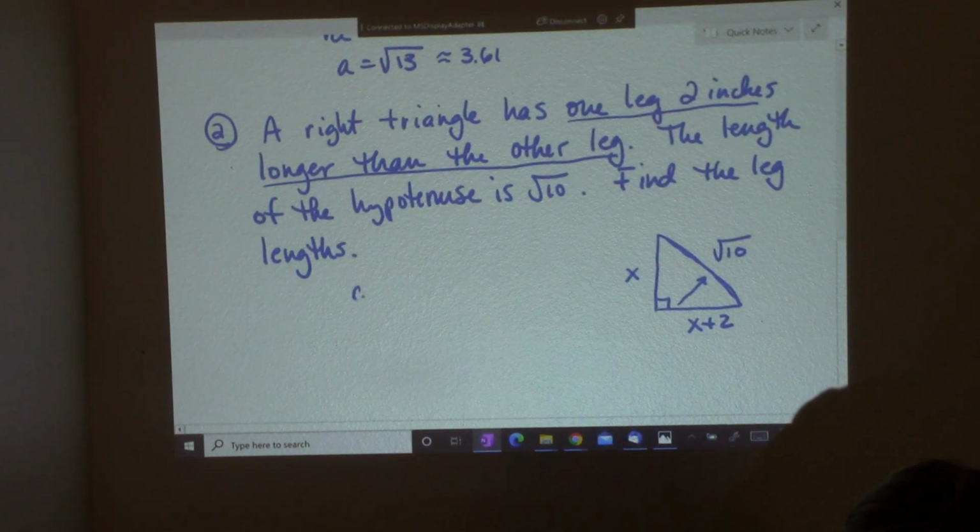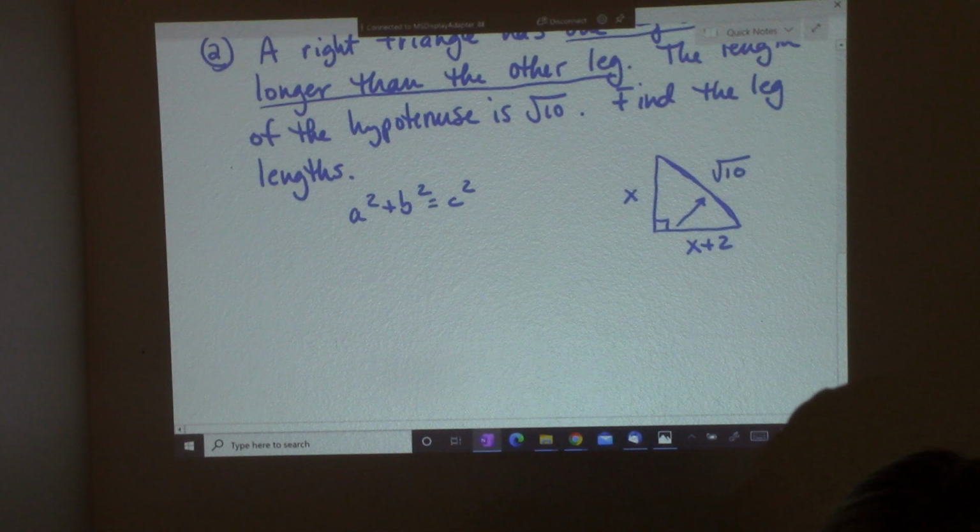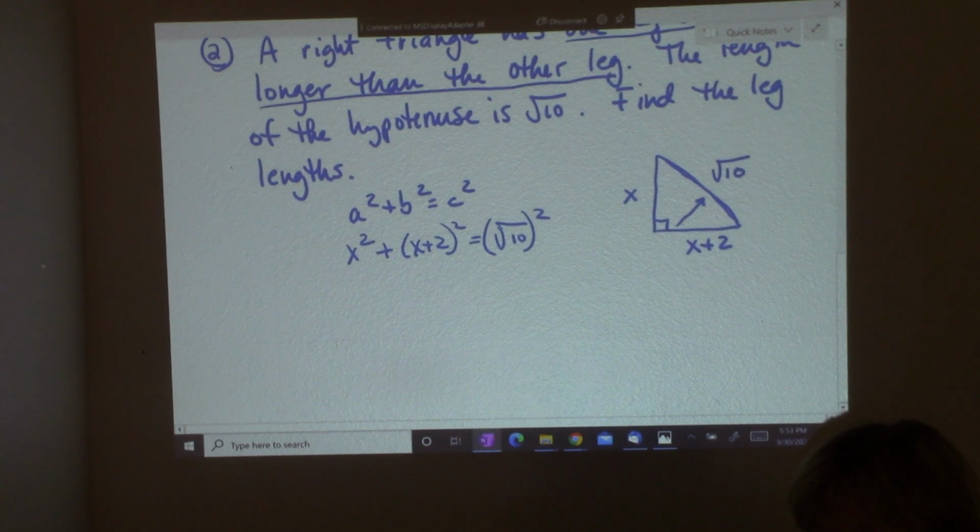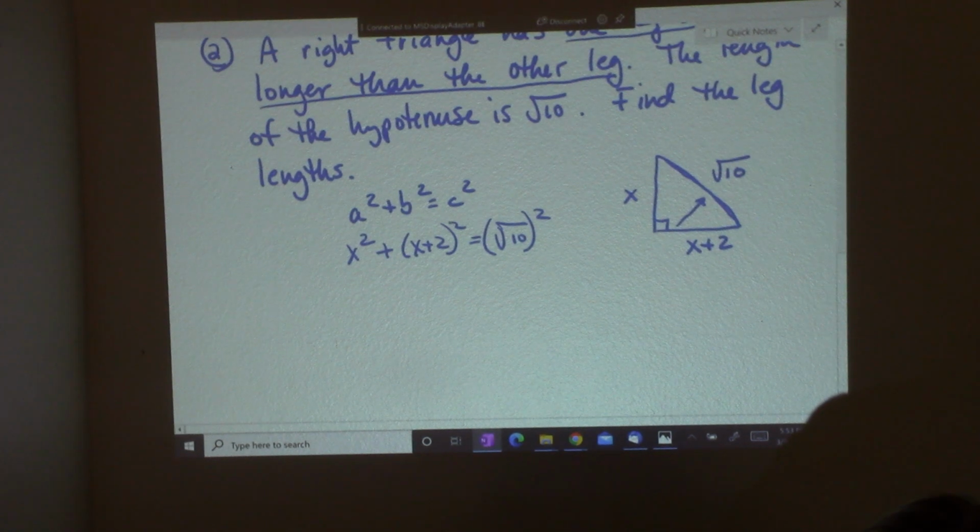All right, so here's my Pythagorean theorem. And I am going to put those values in. So instead of a squared, I'm going to use x. Instead of b is now x plus 2, and I'm going to square that. And then c is the square root of 10, and I'm going to square that. Of course, what works out nice with that is that the square root and the power of 2 will cancel each other. But we have to figure this out.